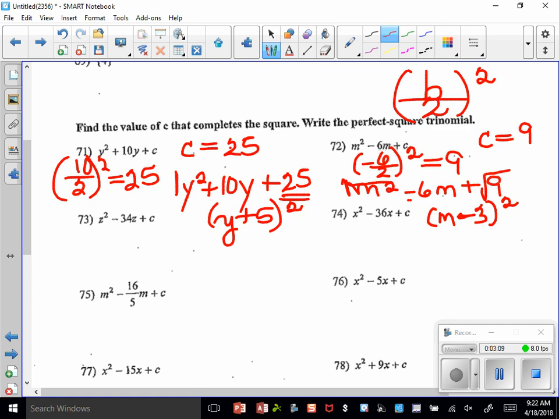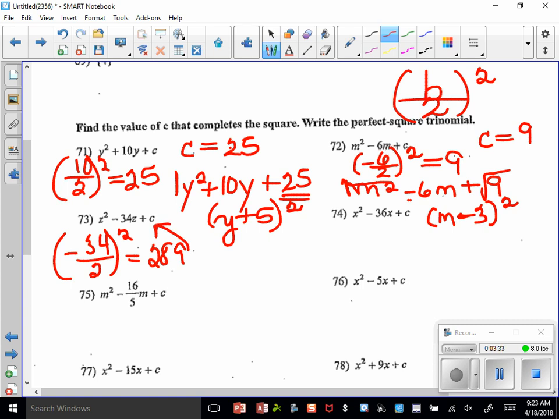So let's do a couple more. We're not going to really stay on this topic very long. So we're going to do half of 34. What's negative 34 divided by 2? So what is negative 17 squared? A positive what? All right, so 289. So that would be your value for C.